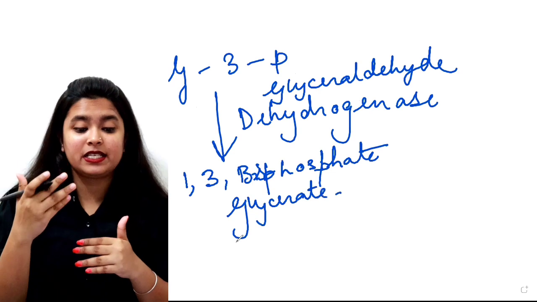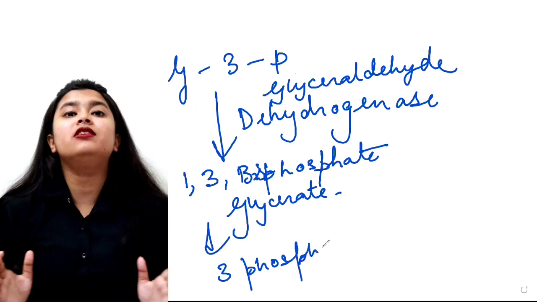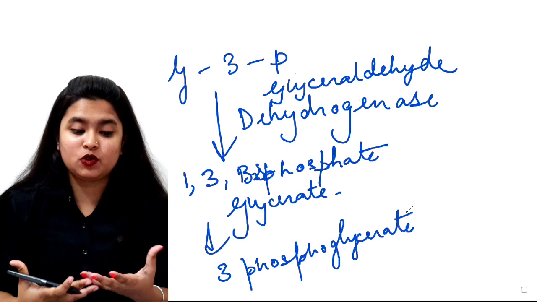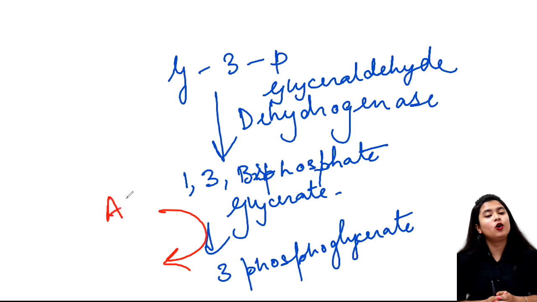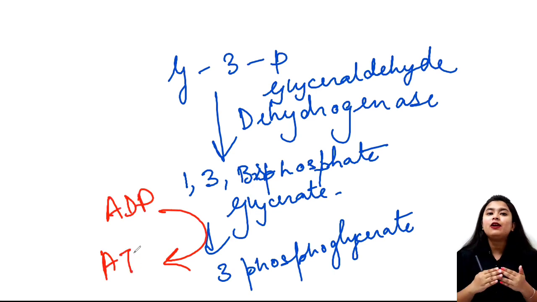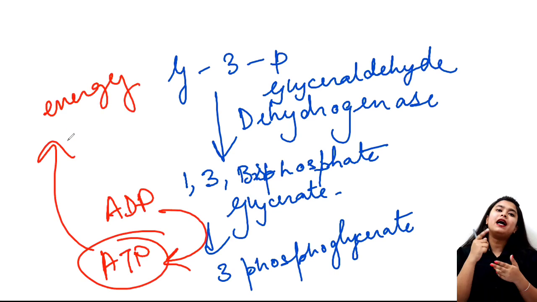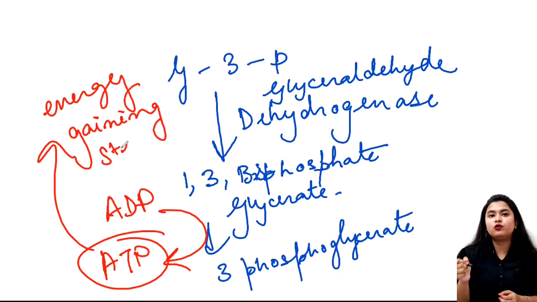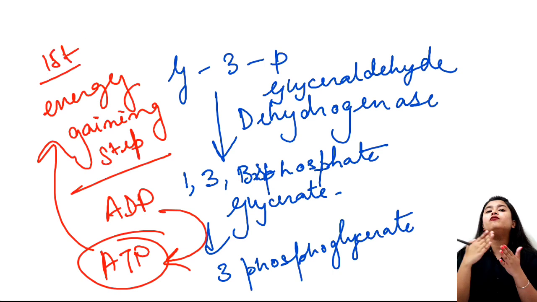After 1,3-bisphosphate glycerate, we get another step, that is 1,3-bisphosphoglycerate is converted into 3-phosphoglycerate with the first rate determining step, and this is also an energy gaining step. So this is the first ATP synthesis of the whole glycolysis. And also children, do remember that in glycolysis we only gain ATP, that is 2 ATP we gain, and that is 2 times. In this step we are going to get the ATP first when 1,3-bisphosphoglycerate is converted into 3-phosphoglycerate.